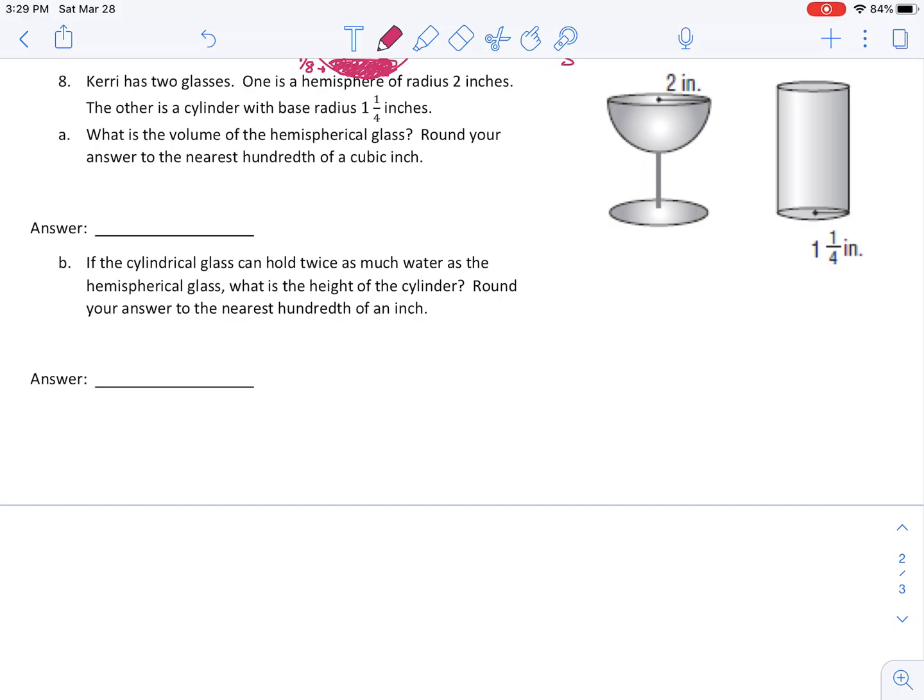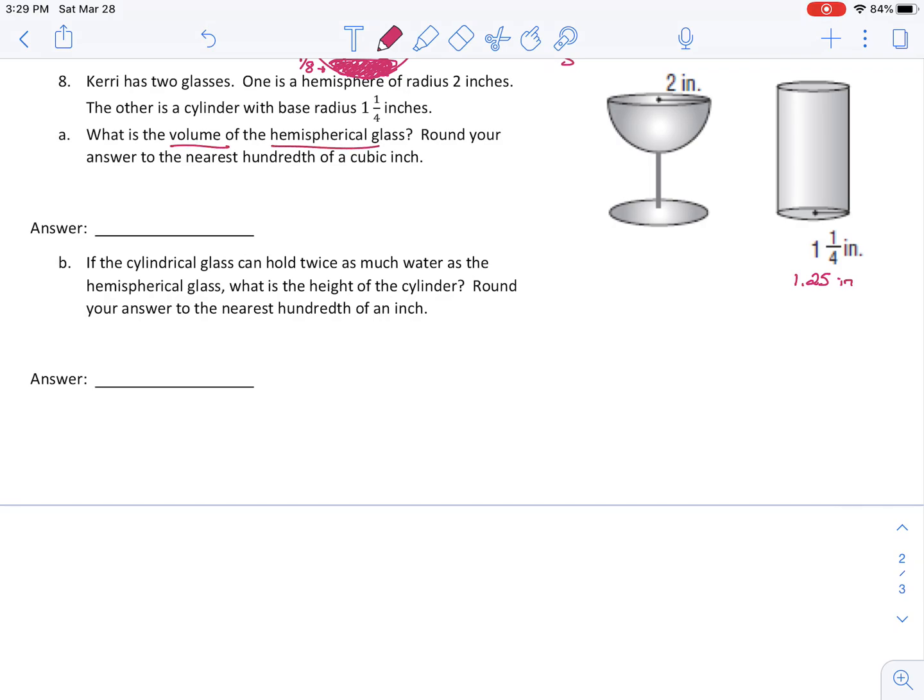Carrie has 2 glasses. One is a hemisphere. They're just basically reading you words for what this picture already gives us. Yes, it gives us the fractions, but honestly, 1/4 is a pretty nice fraction in terms of a decimal. If you want to deal with this as 1.25 for your calculations, that's fine, but keep in mind, cylinders involve volume formulas with pi, so that means you will not ever mix a decimal with pi, so we might run into that in a second.